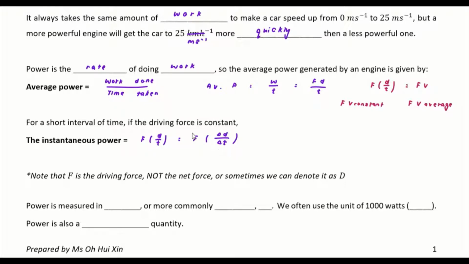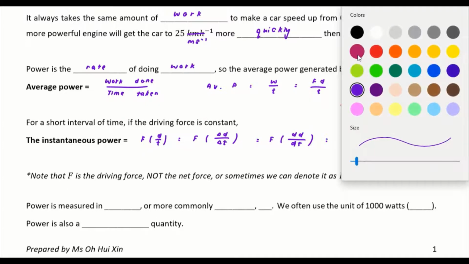We are talking about the driving force being constant. Then the delta D over delta T is the small change of distance with respect to the small change of time. When we have the small change of D over T, we can always write it as dD over dT. What is dD over dT? It's the rate of change of distance with respect to time. So this is how we get FV. This one is for instantaneous power, so we can straight away use FV in this case.